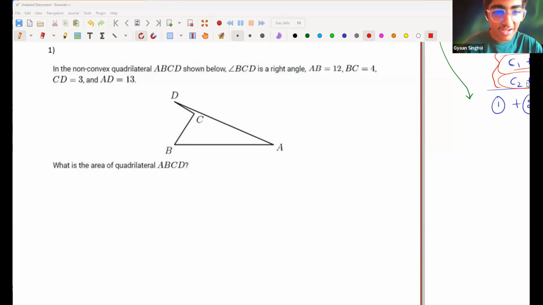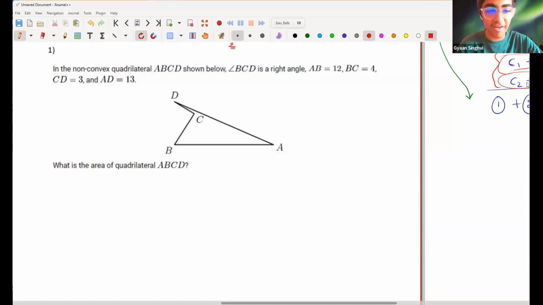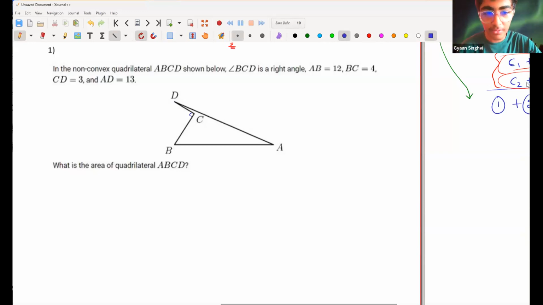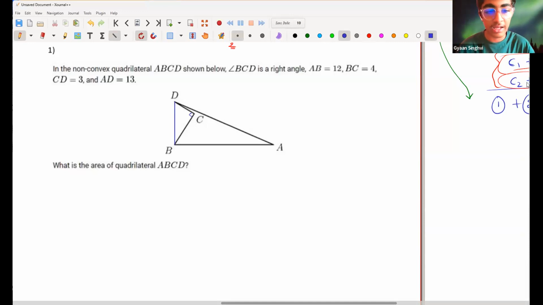So, sir, you take BD and you join. You have BC and you have BD, and you know that angle BCD is a right angle. So you find the hypotenuse, that is BD, and you get the answer as 5. And then you get the area of the bigger triangle and the small triangle. You can find both. Then you subtract the area of the smaller triangle from the bigger triangle and get 20. Perfect. Yes, very well described.